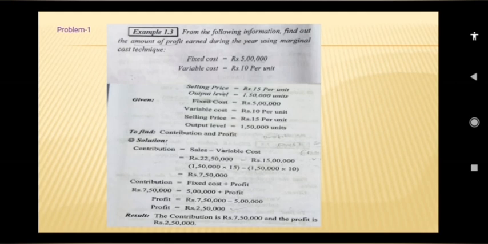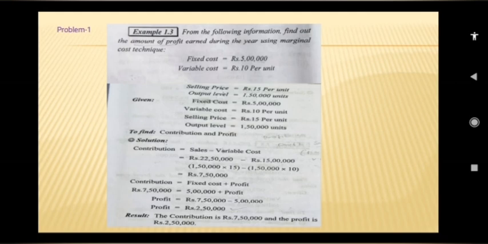Solution. Contribution formula is equal to sales minus variable cost. Sales equal to selling price into output level, 1,50,000 into 15. Variable cost is equal to 1,50,000 units into variable cost per unit 10, that is 15 lakhs. Sales minus variable cost gives rupees 7,50,000.